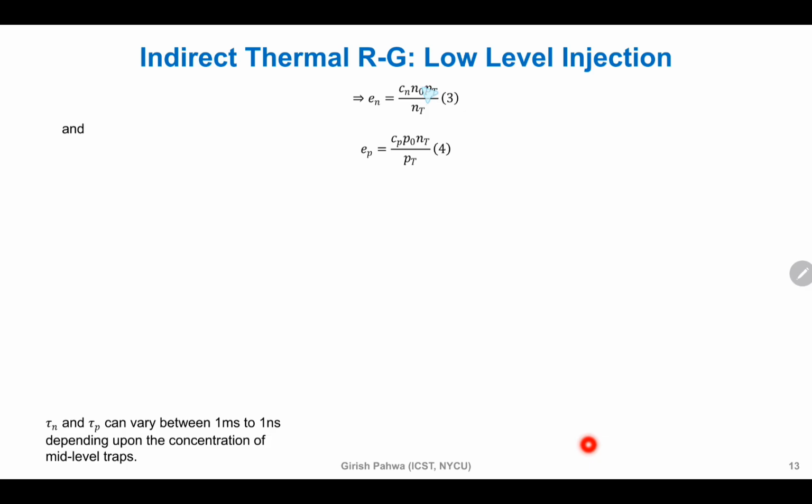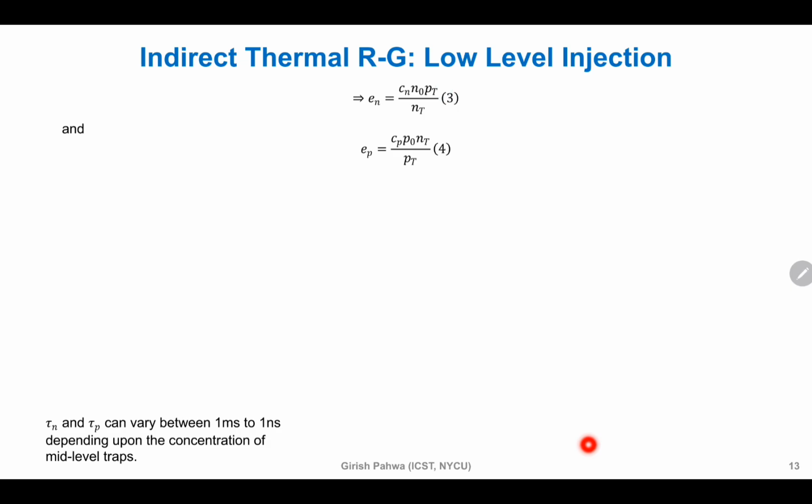I'm not assuming that N naught is equal to N. Of course N changes appreciably. N or P, these quantities will change appreciably, so these cannot be assumed as constant throughout the thermal recombination generation process. Now because I have this relationship, I use equation number 3 in my equation number 1.